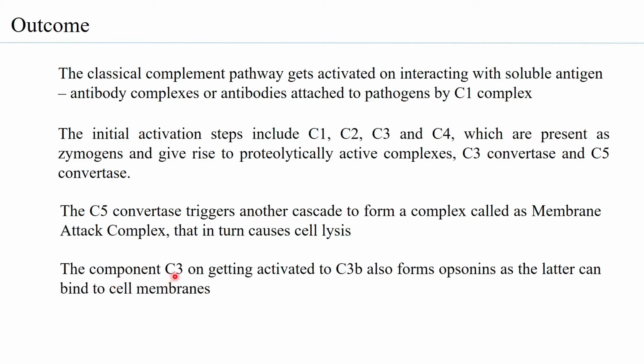The component C3, on getting activated, so you have the C3 over here, it forms what is called C3b, and this C3b, apart from taking part in the cascade that gives rise to the membrane attack complex, is also known to bind to several structures that are present on the cell membranes. So they have a role other than just being part of the classical complement pathway. They have a role to play as an opsonin as well.